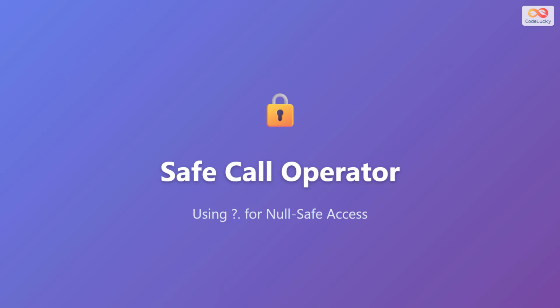Welcome to this tutorial on the safe call operator in Kotlin. The safe call operator is one of the most important tools for handling nullable types safely. It allows you to access properties and methods on nullable objects without risking null pointer exceptions.